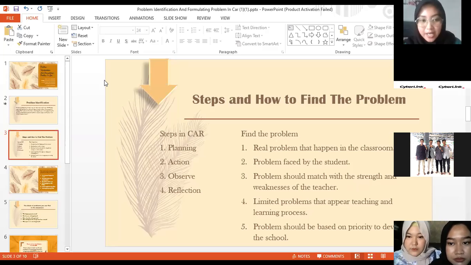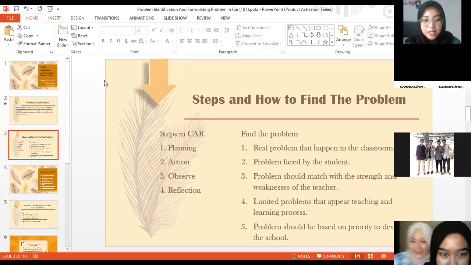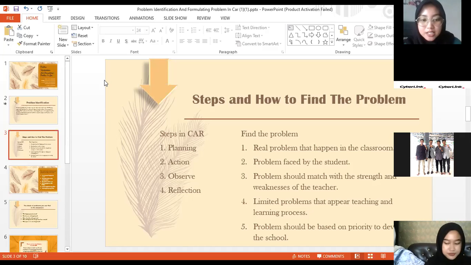The second is action. Action can be the treatment or the alternative solution that we provide to solve our problem based on the first step, the planning. The next is observing. Observing is how the alternative solution can help the students to solve their problem. Observing here needs to describe the learning process, starting from the beginning and also the end of the learning and teaching process.